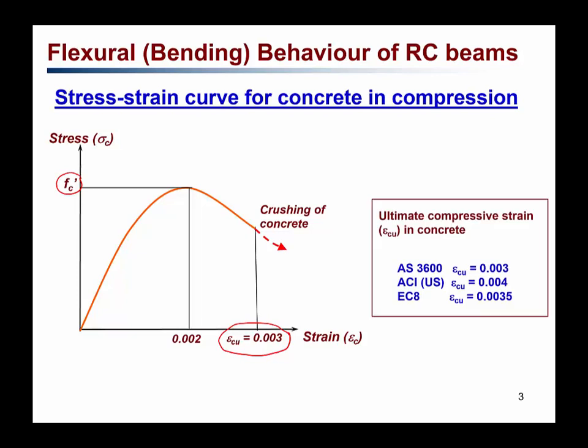Different codes give the crushing strain of concrete slightly differently. Australian Standard AS3600 takes epsilon Cu, the crushing strain of concrete, as 0.003, whereas the American Concrete Institute ACI code gives epsilon Cu as 0.004, and the European code gives epsilon Cu as 0.0035. But for this course, we will take epsilon Cu as 0.003. At that point, the concrete will crush in compression.